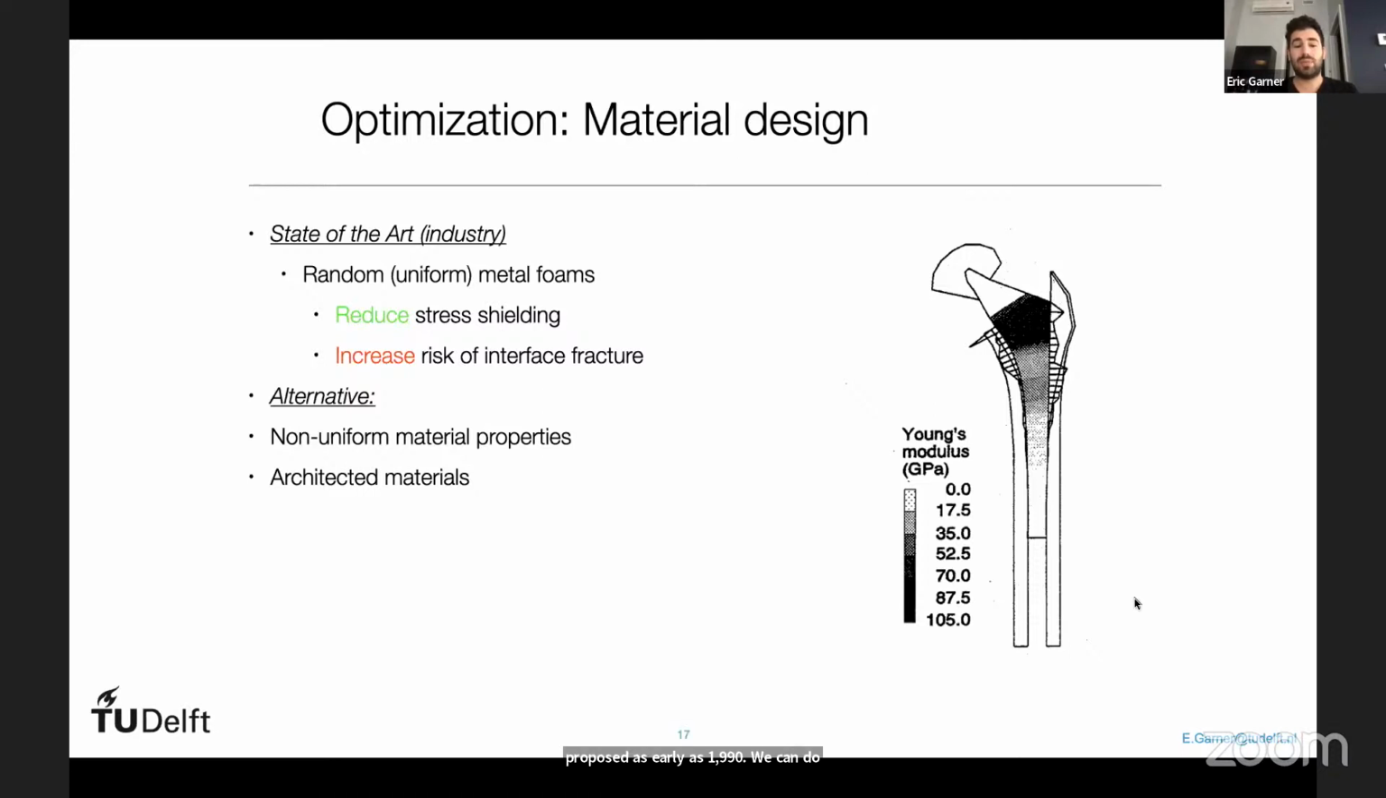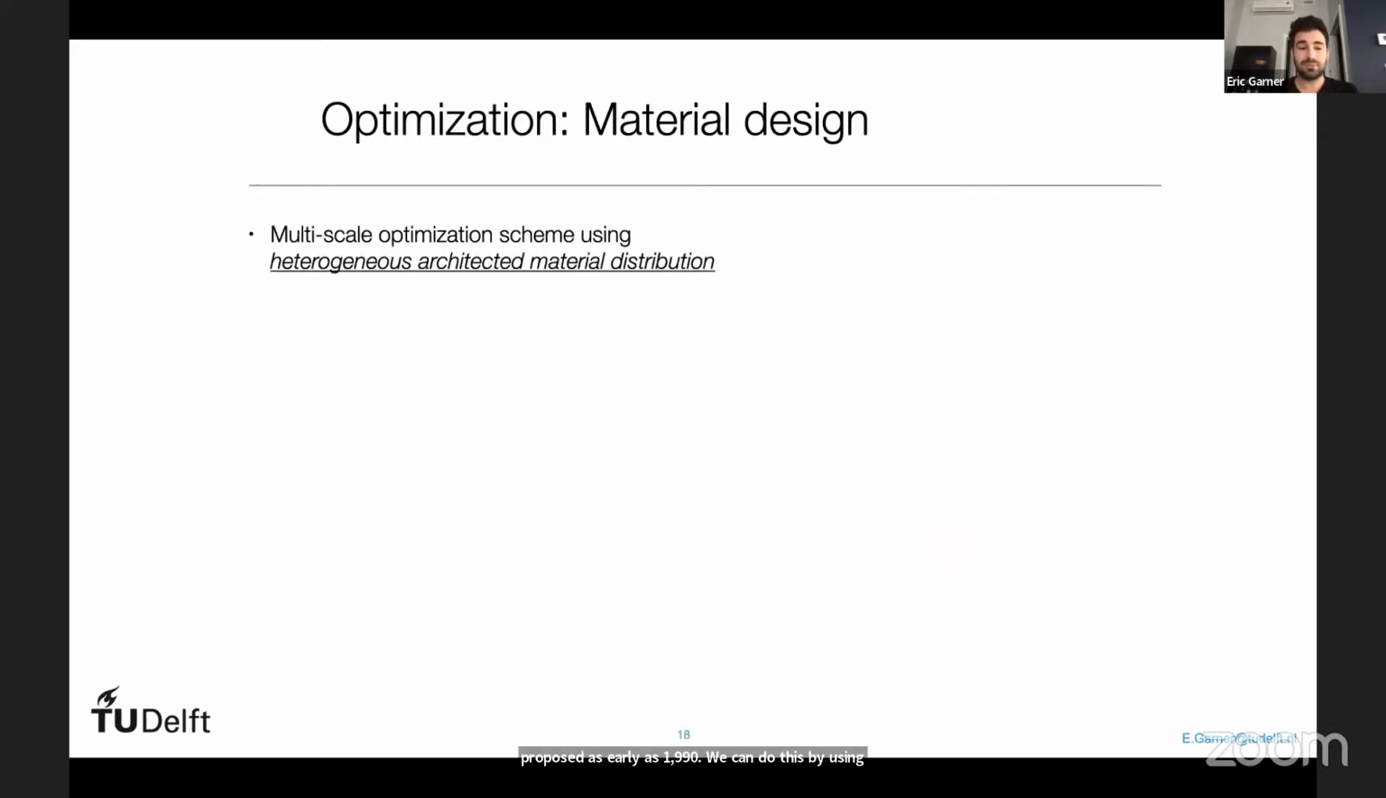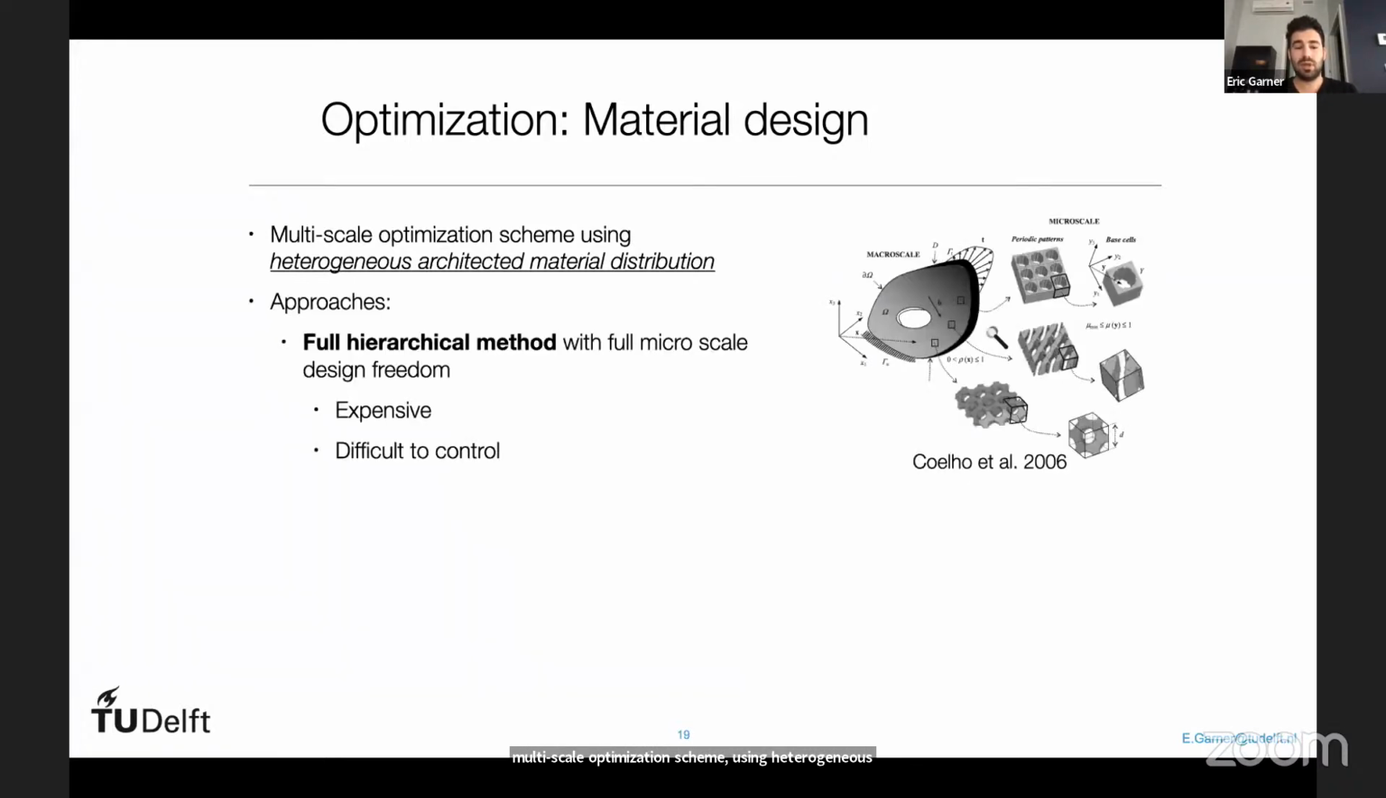We can do this by using architected materials. So our goal is to create a multi-scale optimization scheme using heterogeneous architected materials. One approach, as you've heard before, is to use a sort of full hierarchical method where you consider a full microscale design freedom. The problem with this is that it's computationally quite expensive, and it becomes difficult to control certain microscale features. Particularly connectivity and open cell porosity are difficult to control.